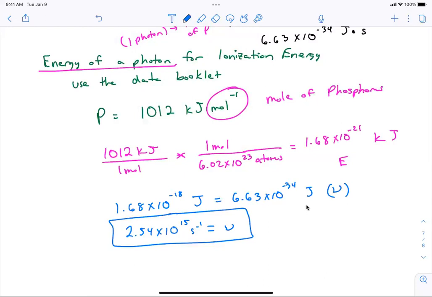So I guess the energy of the photon is 1.68 times 10 to the negative 21 kilojoules. I should have really said the frequency of a photon for ionization energy is that. So that's kind of my mislabel here. But that's where students struggle, because they don't pay attention that ionization energy is measured per mole, and a photon only attacks one atom at a time. So the frequency of each photon has to be this amount. Okay, so you have to convert your ionization energy to per atom before you can calculate the energy of the photon.